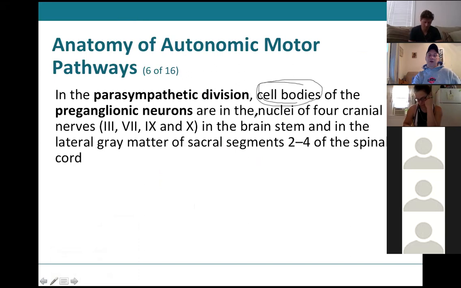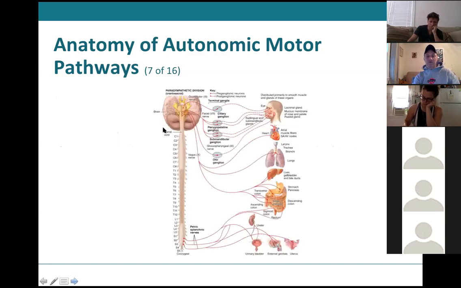And you're going to see the nuclei of four cranial nerves. So you're like, I learned all those cranial nerves and I don't have to forget them immediately. No, you don't. 3, 7, 9, and 10, okay? So what we need to do first is recognize that these four motor outputs are going to be responsible for regulating most of homeostasis inside of your body, okay? Number one. Number two, then you're going to see if you go down to the sacral portion of the spinal cord, there's 2 to 4 spinal pieces that will send out information as well, and you'll see those here.